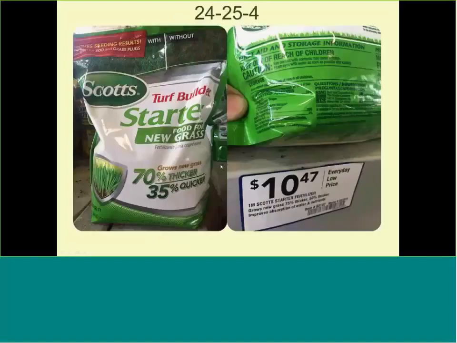This is an example of a starter fertilizer, 24-25-4. I don't like to see N that high, but it's okay. It's $10.47 for a, how much amount? I don't see it clearly, but it's not a very big bag, maybe a 3 to 5 pound bag. But again, this will last you many years because you only use it once immediately after transplanting. So it can last you a long time depending on the size of the garden.